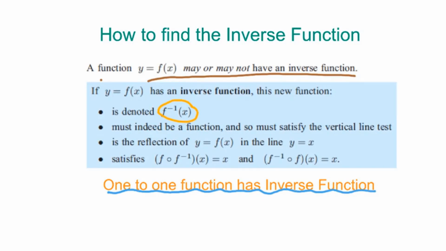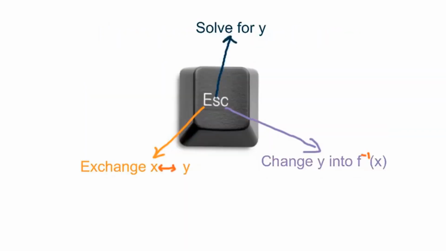The original function and the inverse function are reflected across y equals x. Any function and its inverse function satisfy these two equations. We will use the ESC button to remember the steps for finding an inverse function. E stands for exchange x and y. S stands for solve for y. C stands for change y into the inverse function symbol.